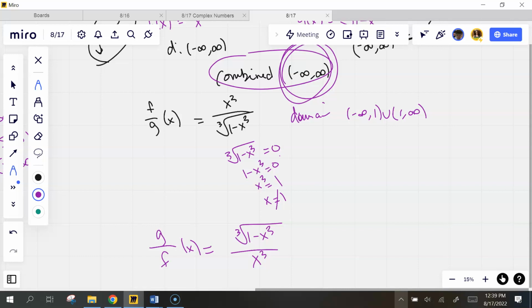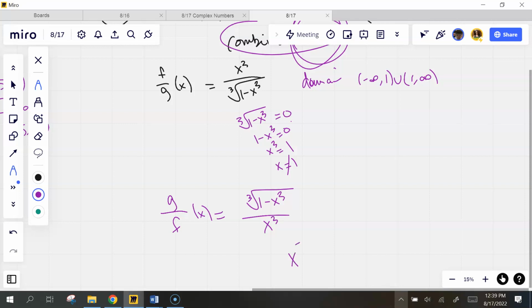So, is there any place where the bottom's 0? Well, x cubed, what could I plug in for x to make that true? 0. Right? So in this case, x can't be 0, so what's my domain here? Cannot be 0.